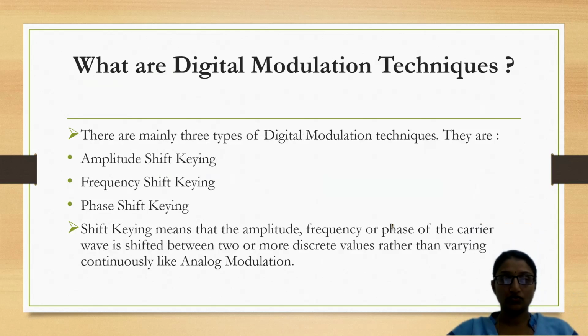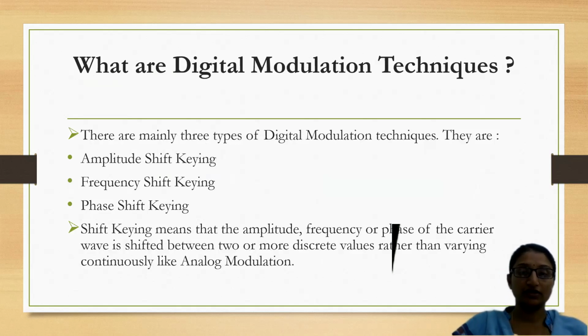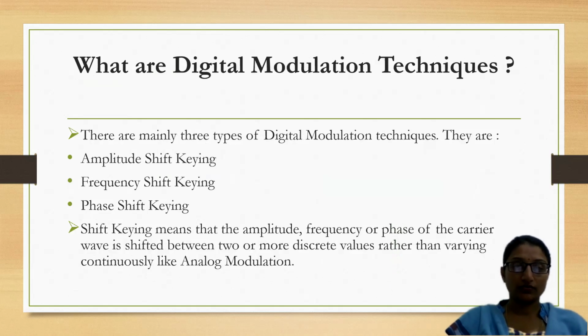So totally we have learned three basic techniques: amplitude shift keying, frequency shift keying and phase shift keying, plus QPSK, DPSK and QAM. So totally 6 modulation techniques. Of these, the main three types are ASK, FSK and PSK. Shift keying is nothing but the amplitude, frequency or phase of the carrier being shifted between two distinct values, that is, either 0 or 1.